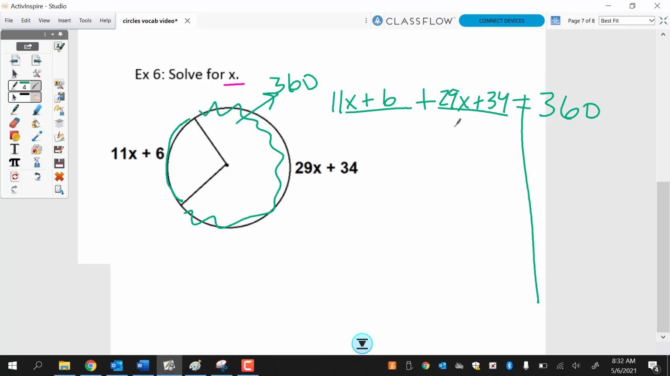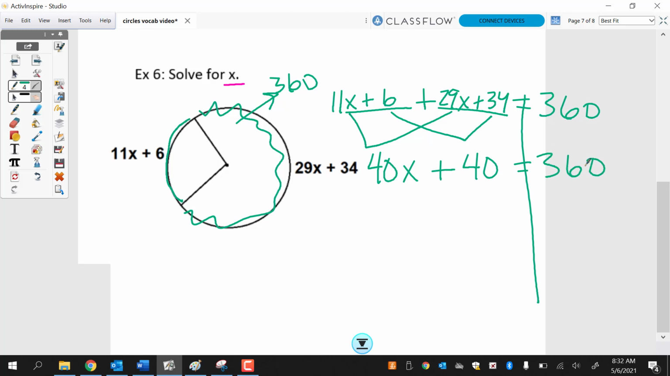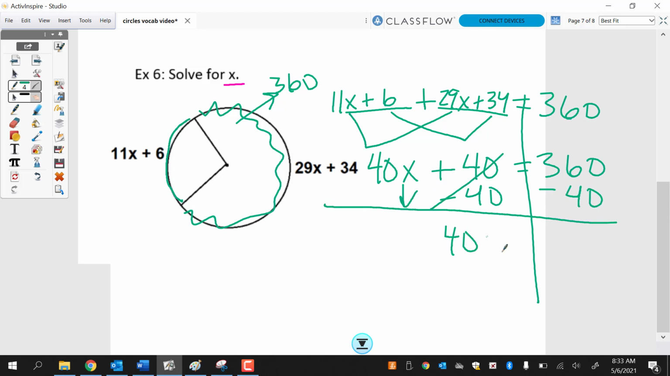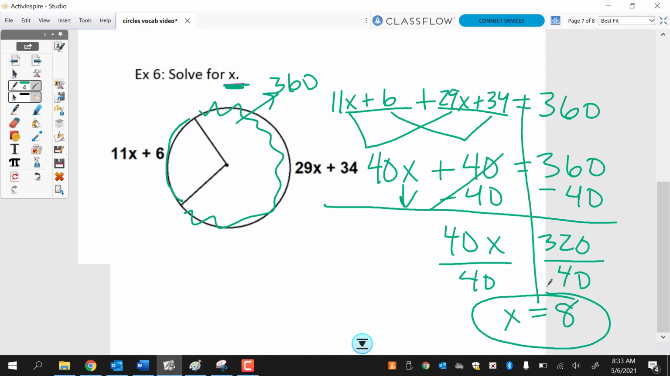We solve for x. Now we know to solve this equation, we got to add our x's first. 29 plus 11 is 40x. 6 plus 34 is 40. You could type that in decimals if you needed to. Next step, we got to move 40 to the other side. 40x is here. 360 minus 40, you could type that in. You would get 320 divided by 40. Should be x equals 8. And it did just say solve for x. So I'm good. Okay.